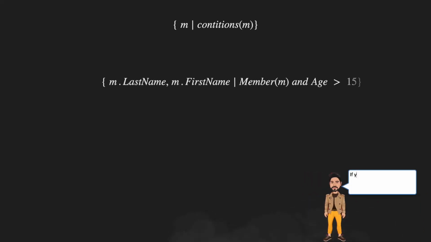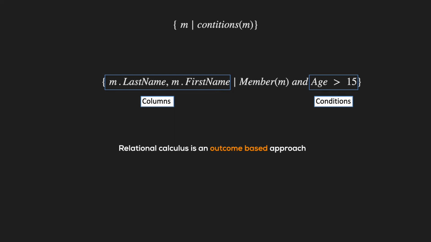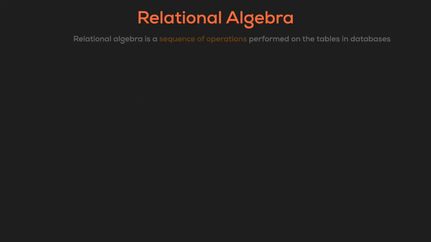So in the previous example, we need the last name and first name columns of the member table M, where the condition is age should be greater than 15. To represent this in relational calculus, we'll mention the last name and first name columns on the left side of the pipe operator, and it has to be retrieved from the table member. M is nothing but an alias for the member table, and we will give the age condition on the right side of the pipe operator. As you can see, relational calculus is an outcome-based approach where we give what we want first rather than the process behind it. On the other hand, relational algebra is a process-based approach.